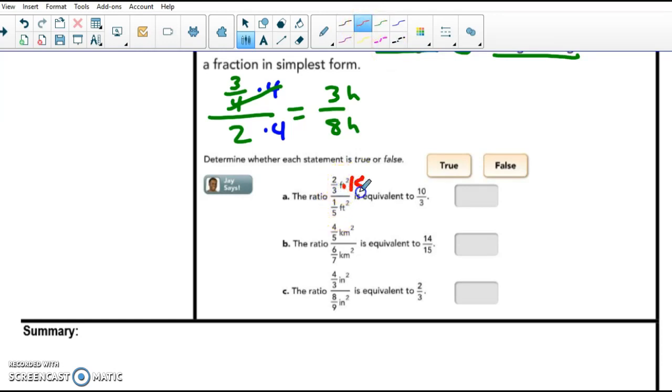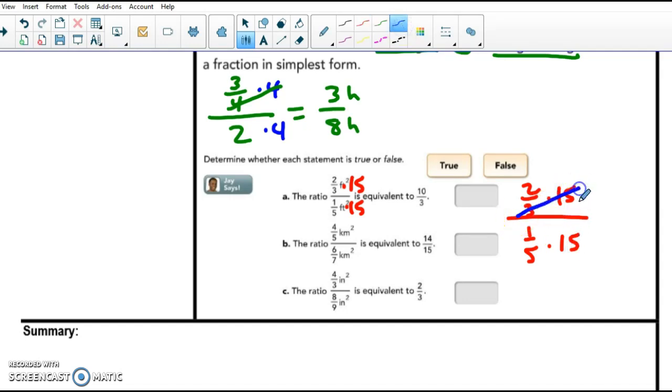So I'm going to multiply both terms of this ratio by 15. I'm going to come over here and work it out. Truly I'm doing 2/3 times 15 over 1/5 times 15.